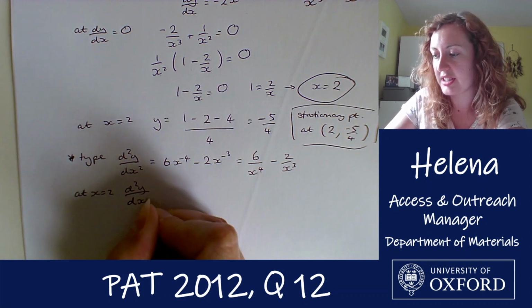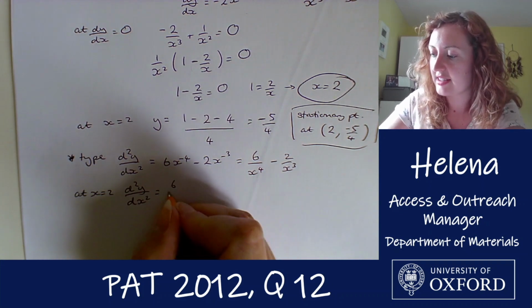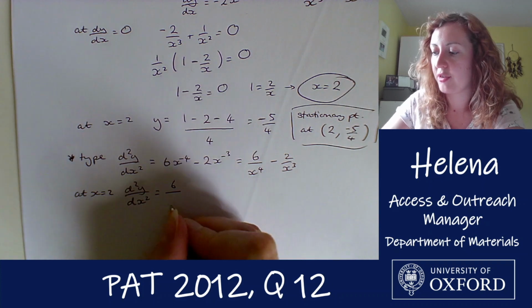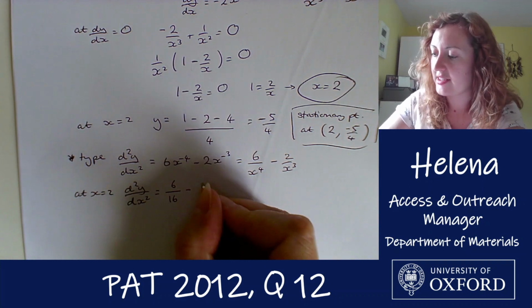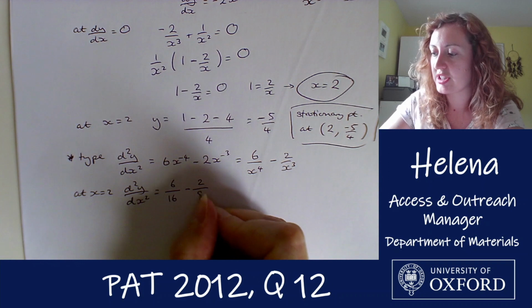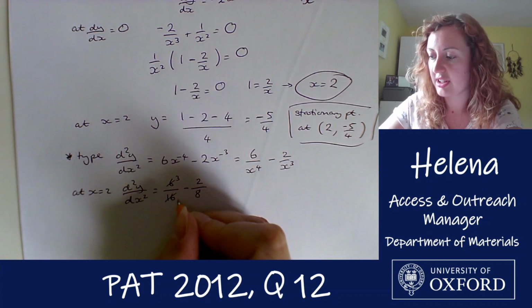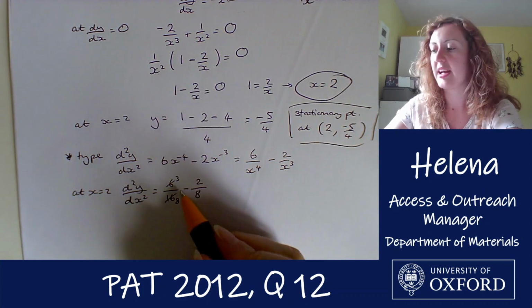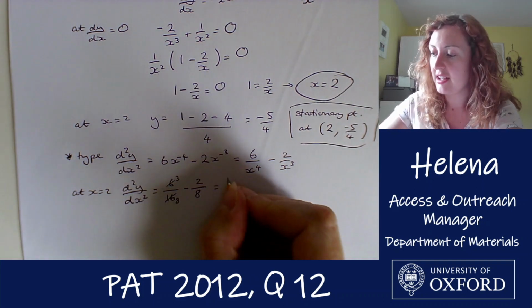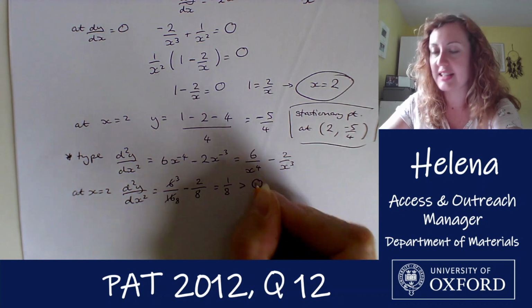So d2y by dx squared equals 6 over 2 to the power of 4, which is 16, minus 2 over 2 cubed, which is 8. Okay, so let's just cancel this through. So we have the same denominator on the fraction. So we have 3/8 minus 2/8, which is 1/8, which is greater than 0.